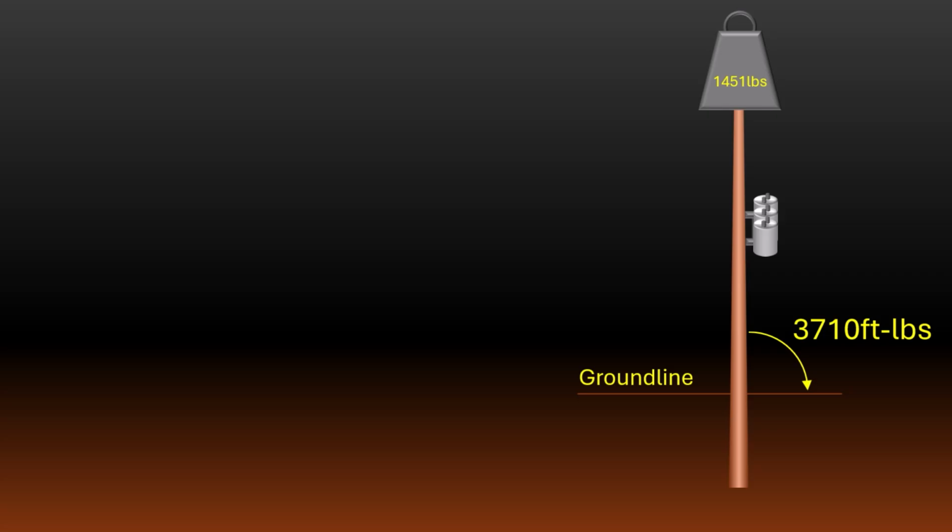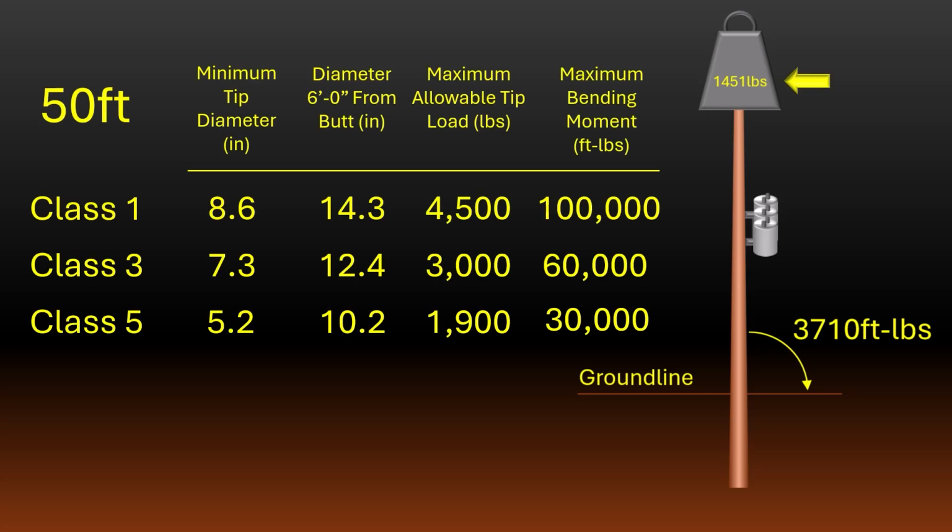Now we can compare our loading values to those given in the standards. We can see that both our vertical load, evaluated at the pole tip, and our bending moment, evaluated at the ground line, fall well within the limits of our Class 5 pole. So far, so good. Most pole loading due to the weight of equipment can be determined in a similar manner. Let's look at another example that includes the weight of the conductors attached to the pole.